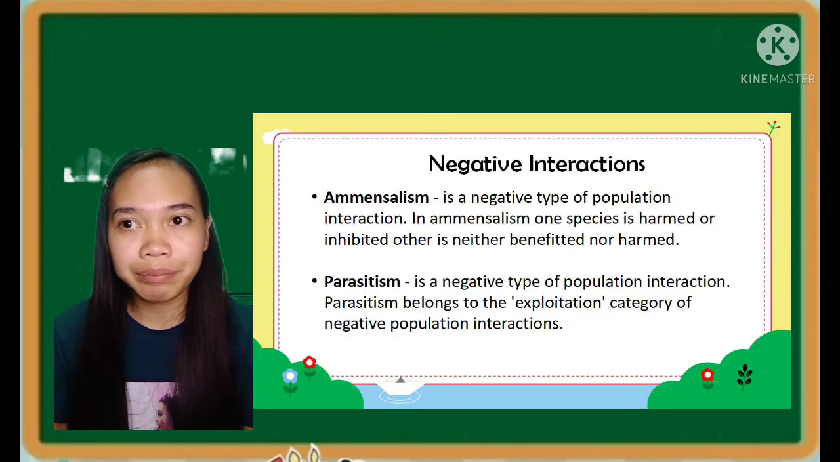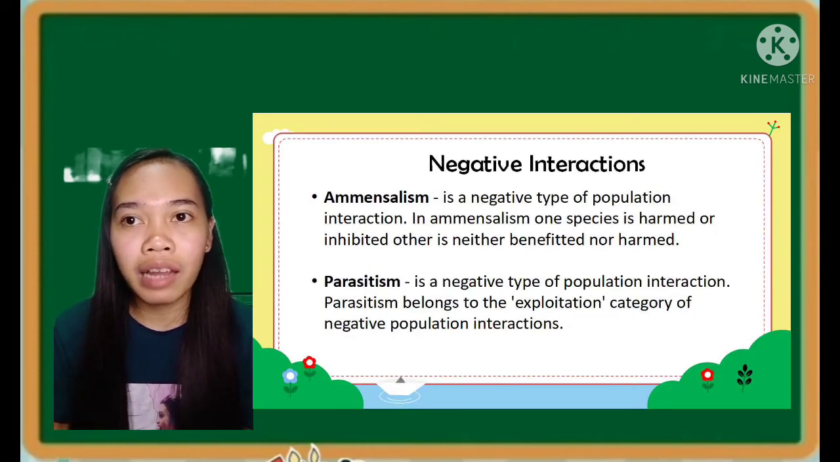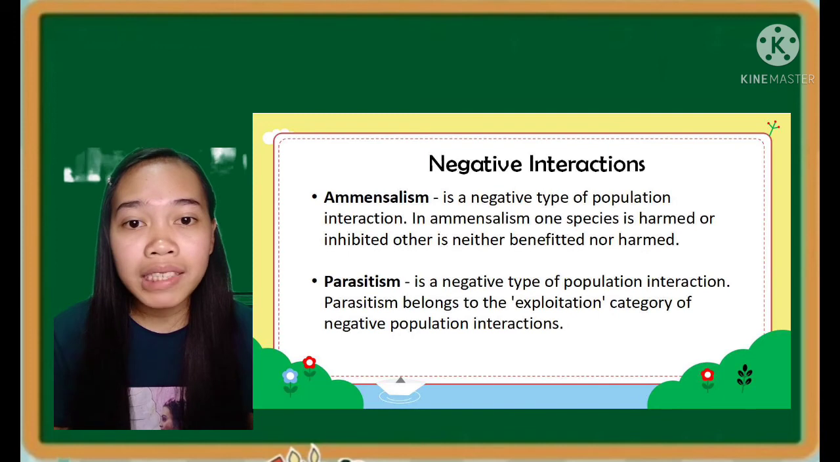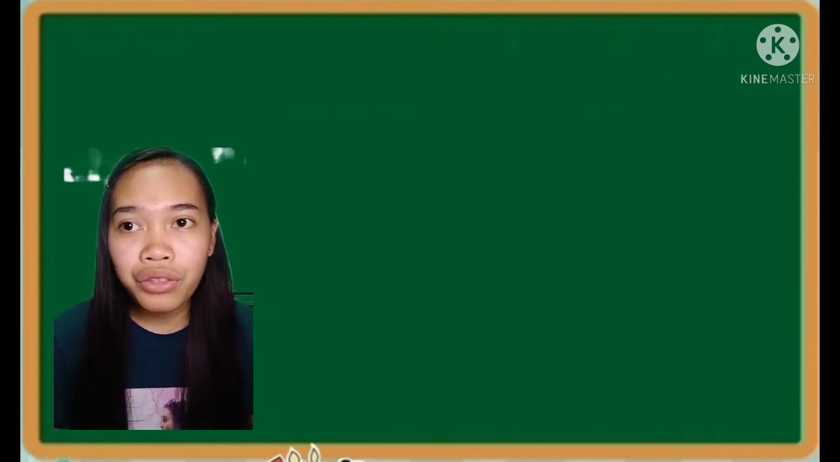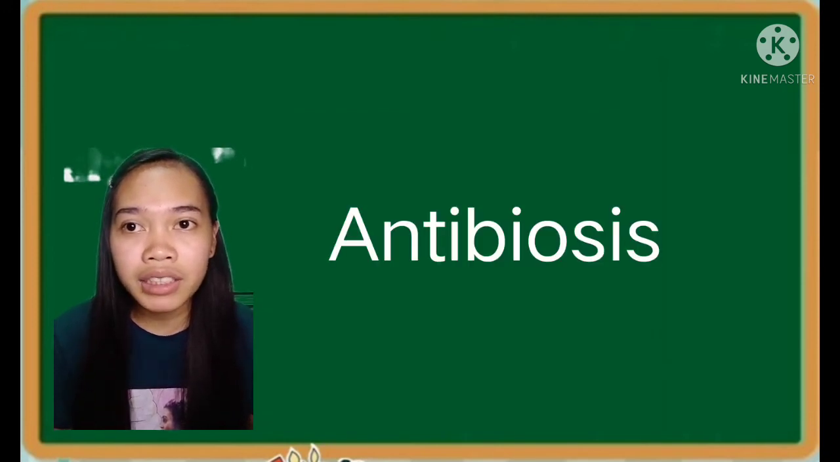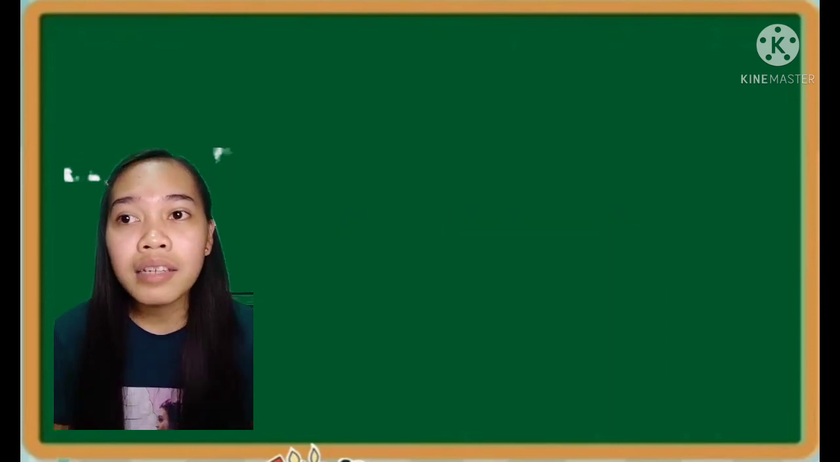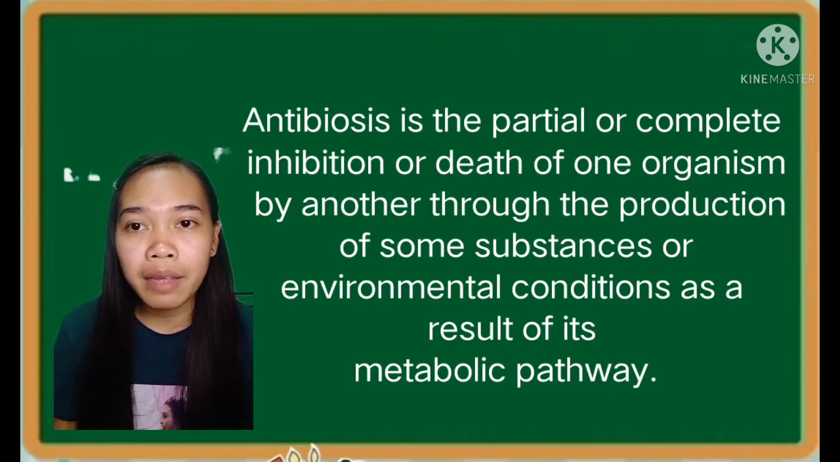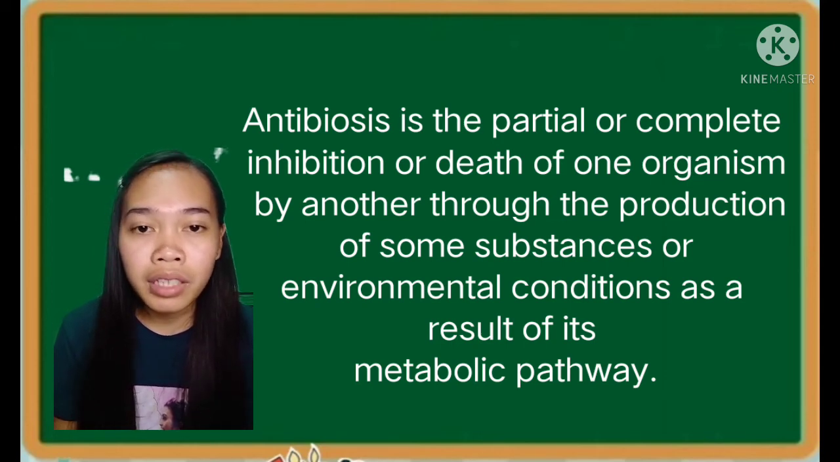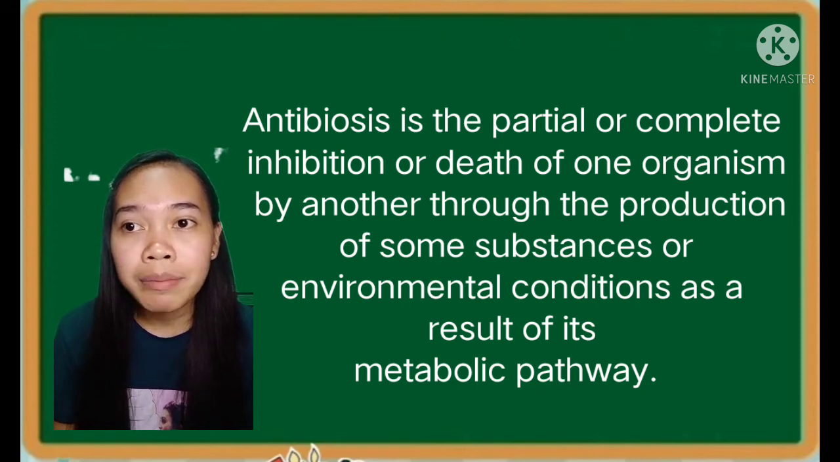First, amensalism. Amensalism is a negative type of population interaction. In amensalism, one species is harmed or inhibited, the other is neither benefited nor harmed. Some authors prefer to use the term antibiosis for amensalism. Antibiosis is the partial or complete inhibition or death of one organism by another through the production of some substances or environmental conditions as a result of its metabolic pathway. In antibiosis, none of them derives any benefit.